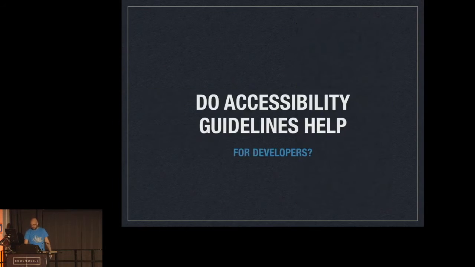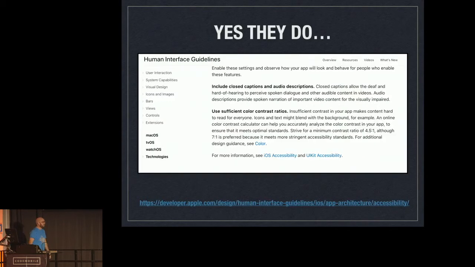So one of the next things I asked myself was, do the accessibility guidelines help for developers from us? Well, actually, I was quite shocked. Yes, they do. And this is taken from Apple's human interface guidelines on the site, and that bottom paragraph, use sufficient colour contrast ratios, I thought was really interesting because there's no real mention there about using an API. It is what it says it is.